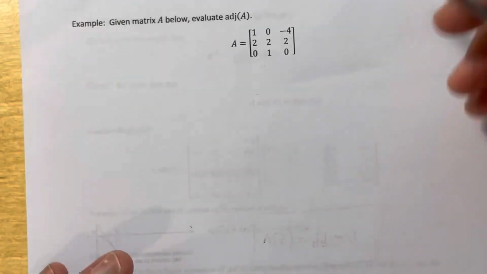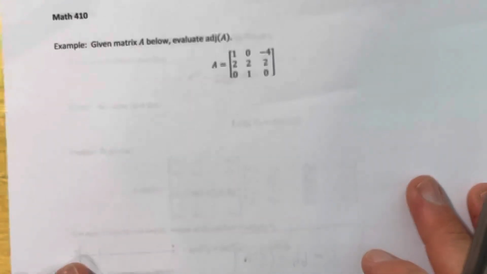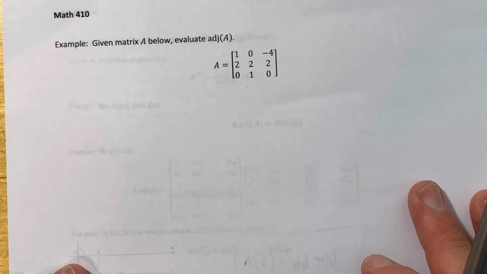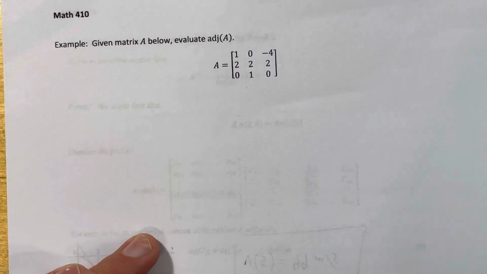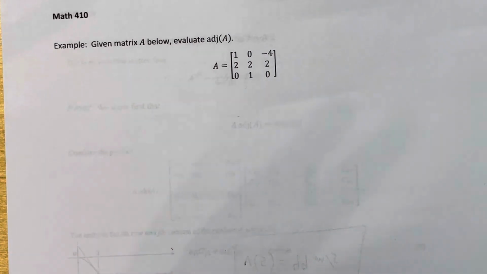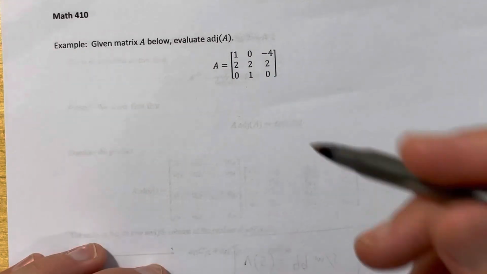So here we have the matrix A, and what we need to do is evaluate its adjoint. The first thing we need to do is determine what the matrix of cofactors looks like for the matrix A, and that involves finding all 9 cofactors of this matrix. So I'm going to manually do the first 3 of them, and then I'm just going to give you the rest since they're straightforward to calculate.